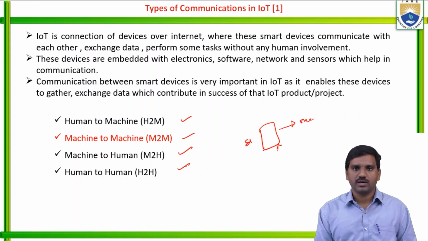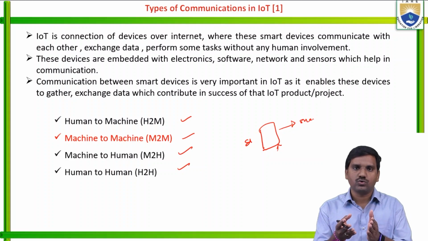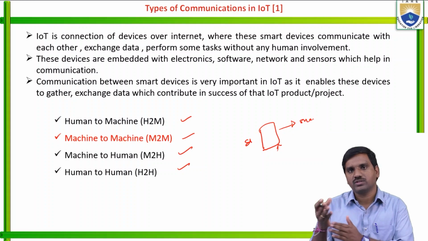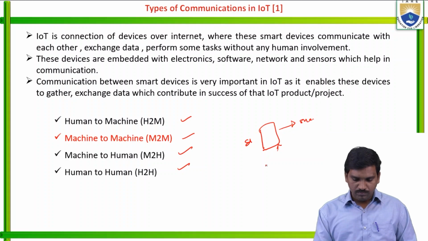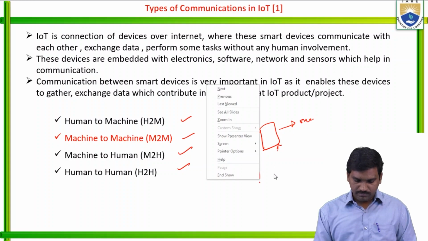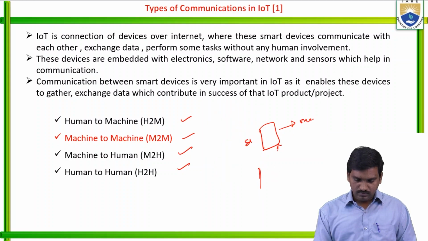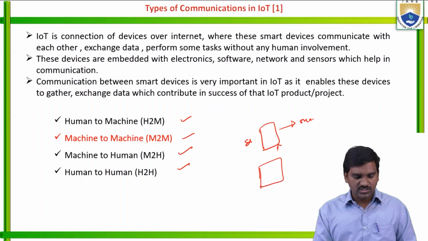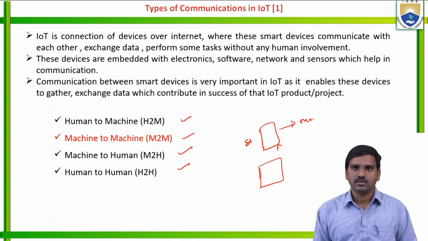Human to machine communication means the communication is going on between a human and a machine. Here, for example, one car. The best example for human to machine communication is the steering in the car.